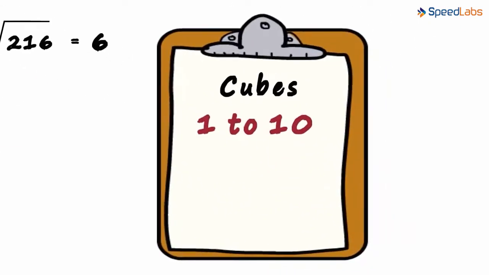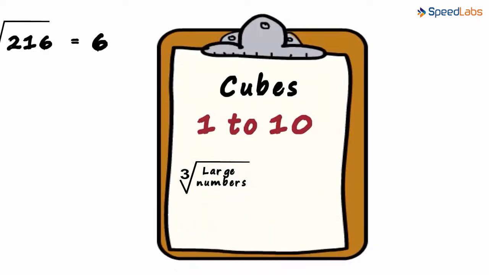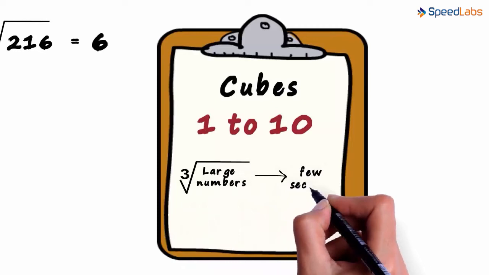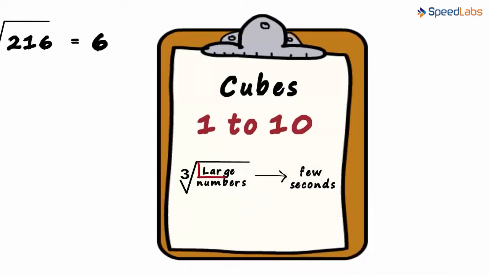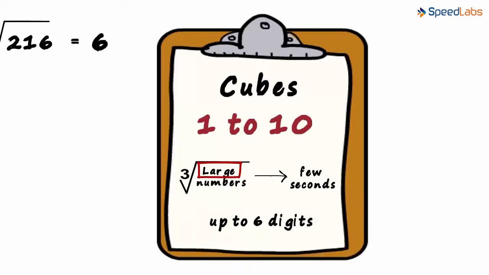Why do I say this? It's because you'll be able to find the cube roots of large numbers in a matter of few seconds, maybe even 5 seconds. And when I say large, I mean numbers up to even 6 digits long. We will see that in coming videos.